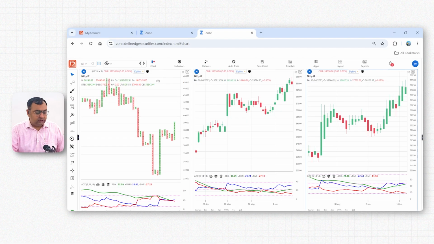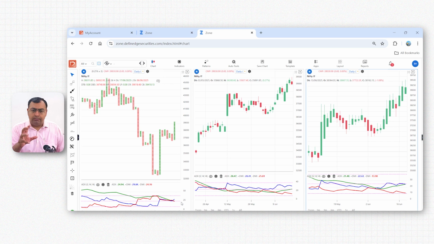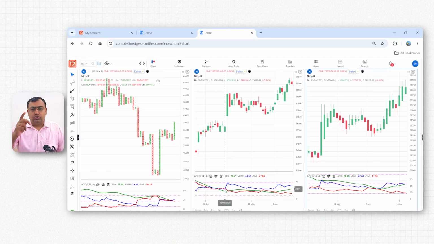Now, every chart has three lines. The green line is the ADX line. The blue line is the positive DI and the red line is the negative DI. When the positive line goes above the negative line, the trend is bullish. Vice versa, when the red line goes below the blue line, it means the bears are losing momentum. And when there is a bearish crossover, when the red line goes above the blue line, it means the bears are taking control.